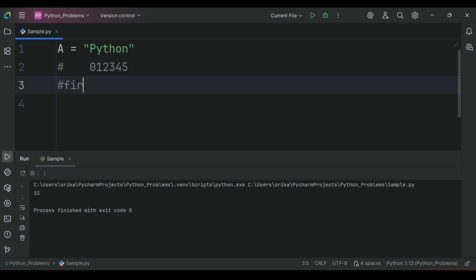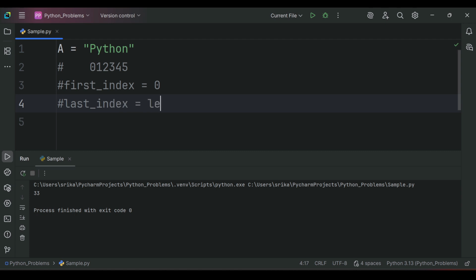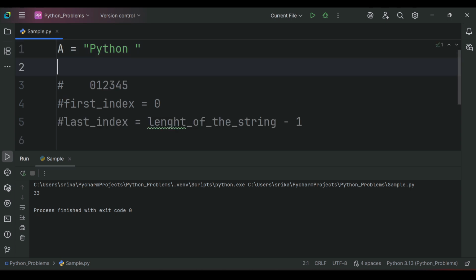The first index is always 0 and the last index is the length of the string minus 1. Suppose there is a space in between the double quotes; that also comes under the index. Previously the length of the string was 6. Now I add one space, and the length of the string is equal to 7.